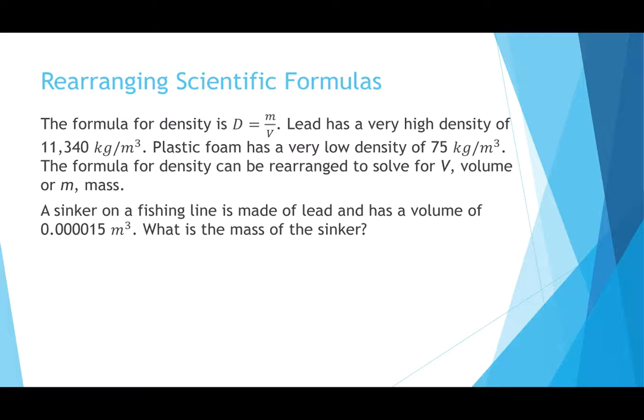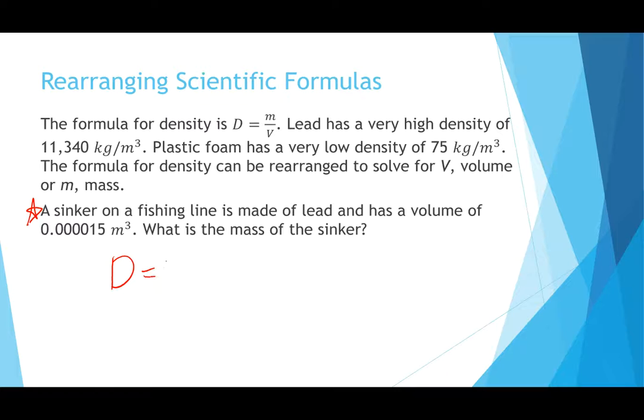So we have a formula for density equals mass over volume. Lead has a very high density of 11,340 kilograms per meters cubed. Plastic foam has a very low density of 75 kilograms per meters cubed. The formula for density can be rearranged to solve for V, the volume, or M, the mass. So that's just a bunch of information that we're going to need to solve this question. Here's our first question. A sinker on a fishing line is made of lead and has a volume of 0.000015 meters cubed. What is the mass of the sinker?